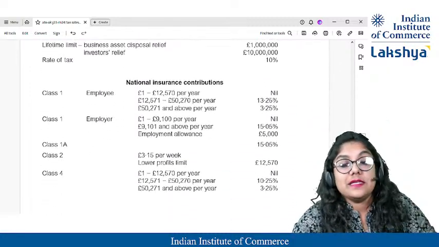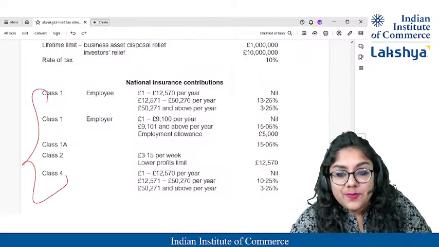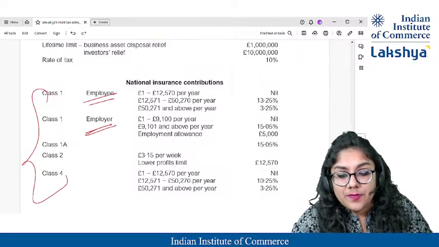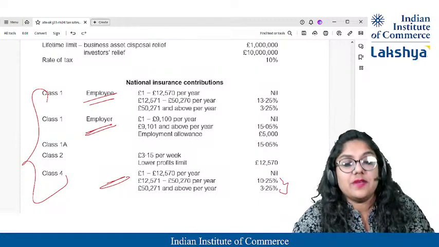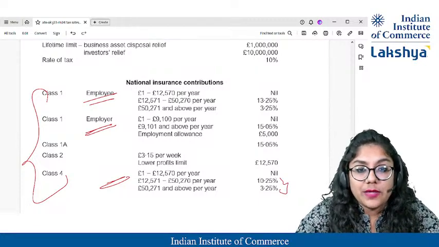But over here guys, this is important, okay? Class 1 is for employees, class 2 is for employers. Over here, if someone is doing business, for them it's given over here. Yeah, my class 4 NICs.